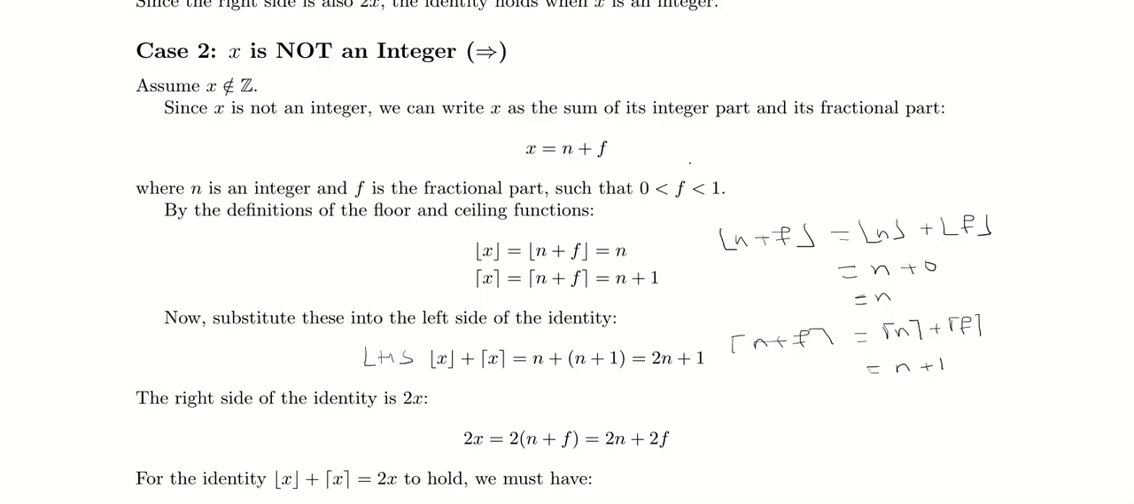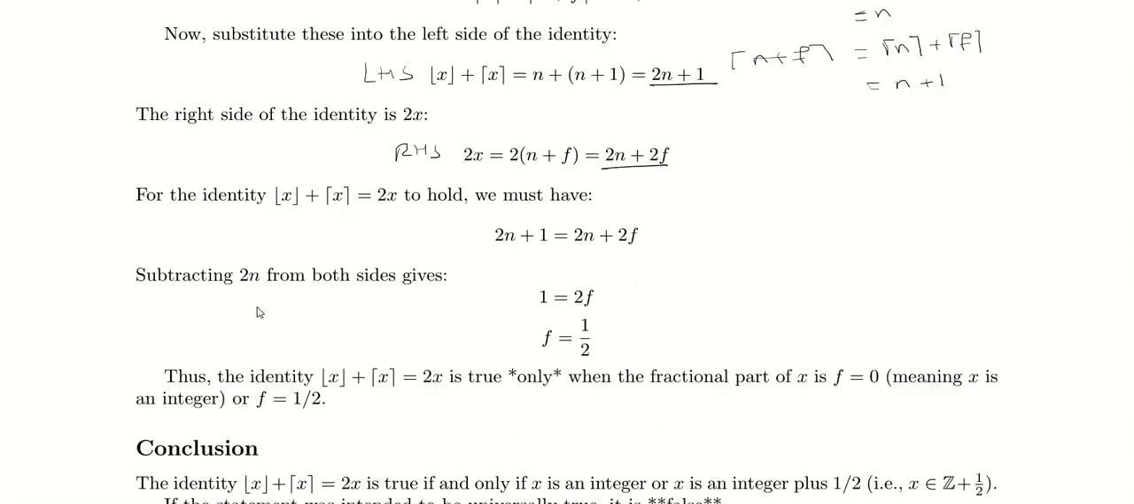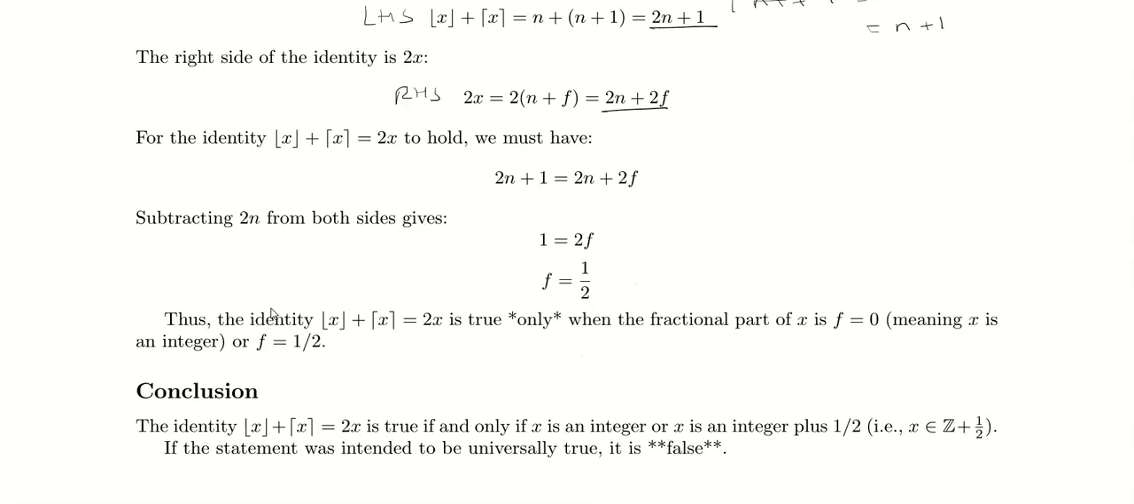When we look at the right-hand side, that's 2x, which we said x is n plus f, and we get 2n plus 2f. So on the left side, it's 2n plus 1. The right side is 2n plus 2f. Therefore, it doesn't work when x is not an integer. So this identity is true if and only if x is an integer. So that completes the proof.